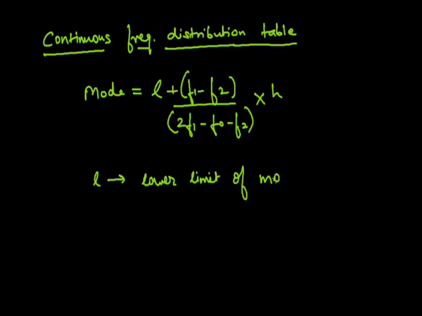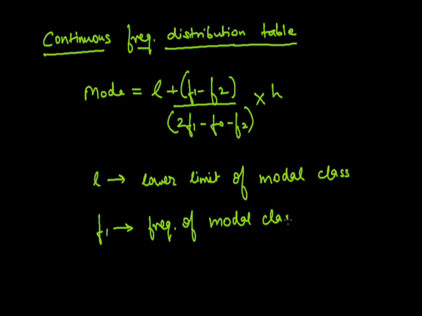of the modal class. Now what is the modal class? The modal class is the class which has the highest frequency. So the class which has the highest frequency is considered the modal class. So L should be the lower limit of the modal class. F1 should be the frequency of the modal class. So whatever the frequency of the modal class is, that will become F1.